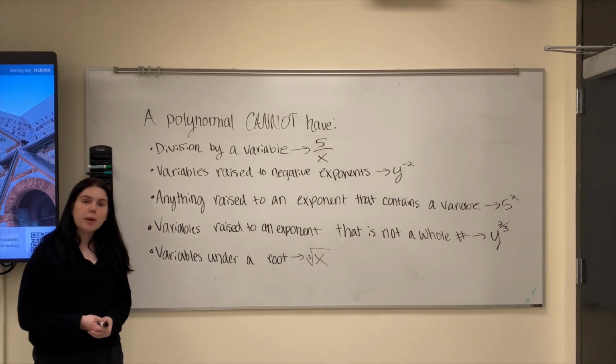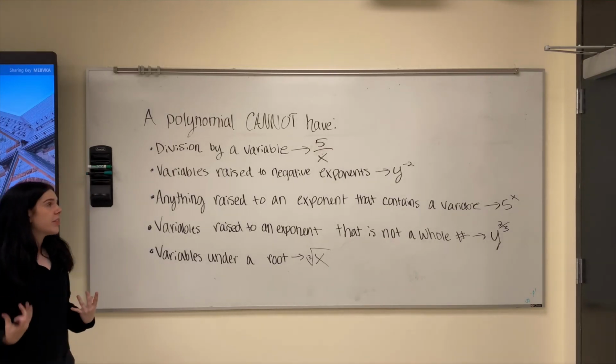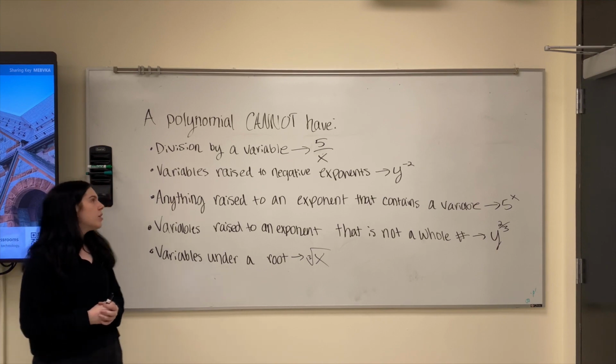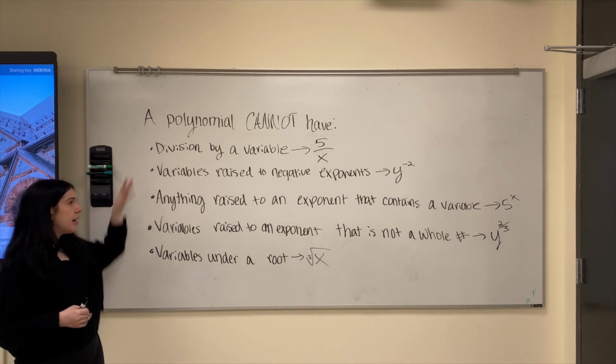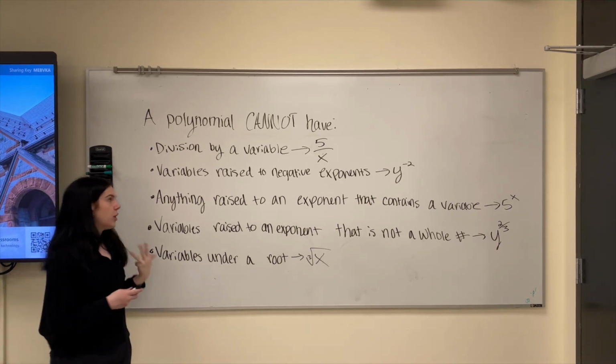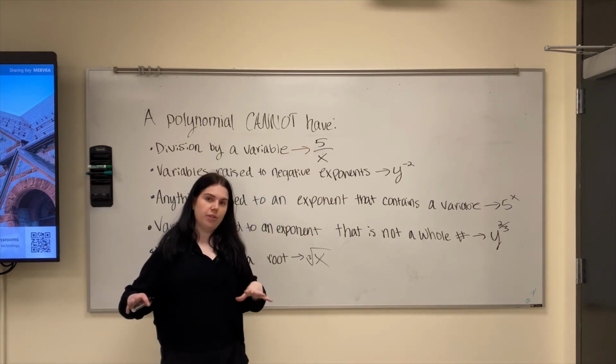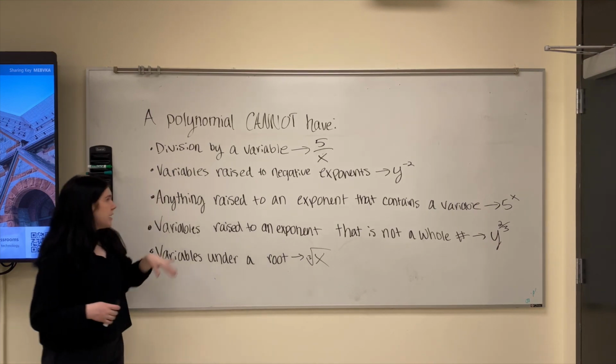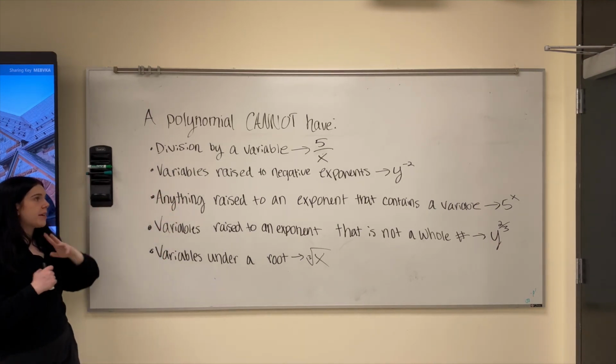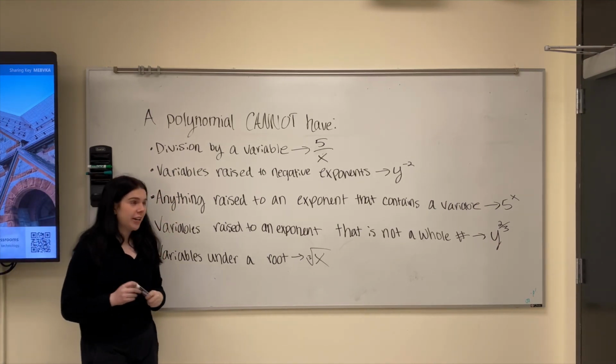So there are some rules about polynomials. Specifically, there are things that they cannot have. So firstly, a polynomial cannot have division by a variable. So for example, 5 divided by x cannot show up in a polynomial. The second thing that polynomials cannot have is variables raised to negative exponents.